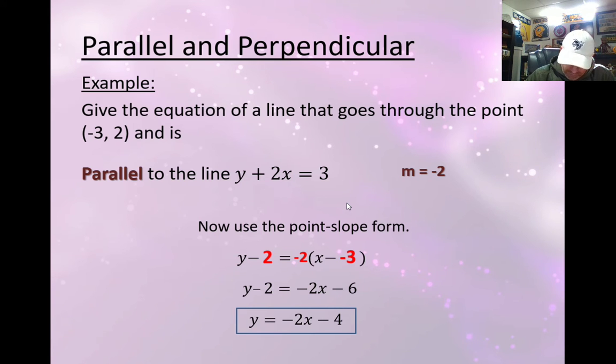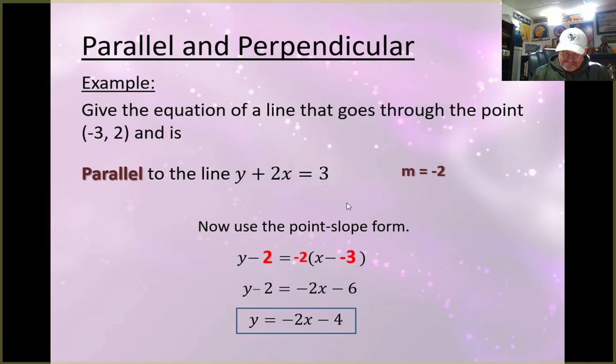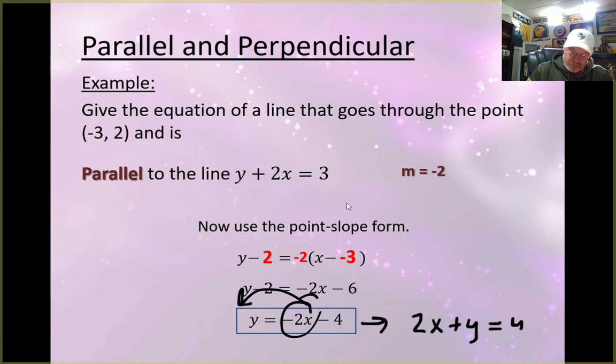Now just for the heck of it, if they did ask for standard form, it would look like this. I just need to bring this over. So it would just be 2x plus y equals 4. That would be standard form.